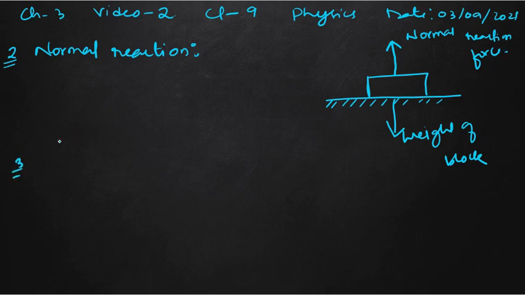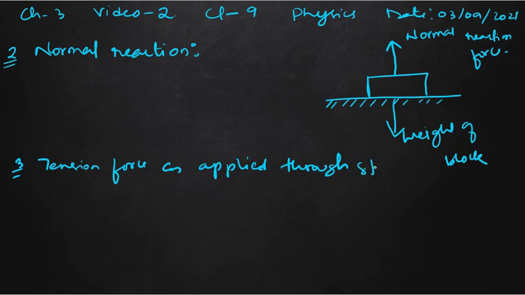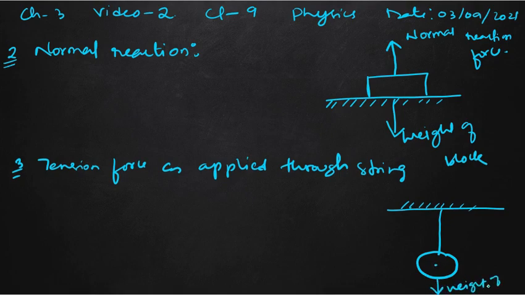Next we have our third component, that is tension force, the force applied through a string. Suppose we have a rigid support, like the ceiling. From this rigid support, suppose one rope is there, and in the rope we have applied some weight. Obviously the weight of the body will act downward. This will be the weight of the body. So when a body is suspended from a rigid support by a string, the weight of the body pulls the string.